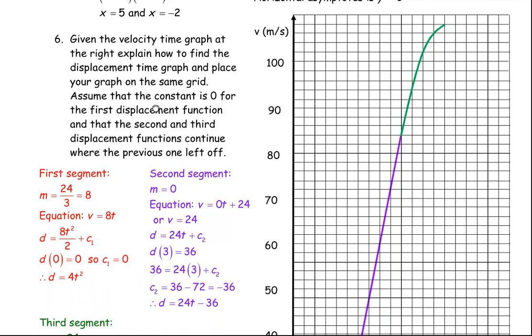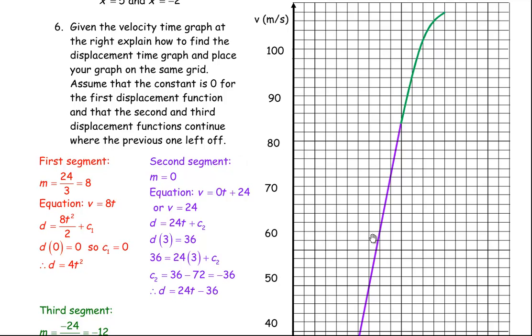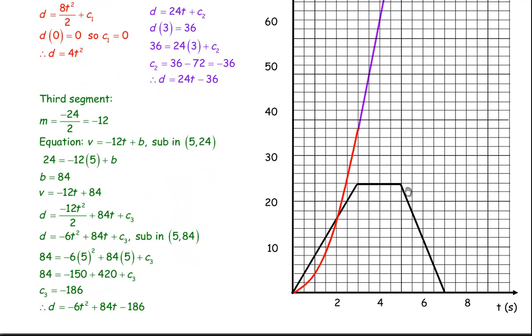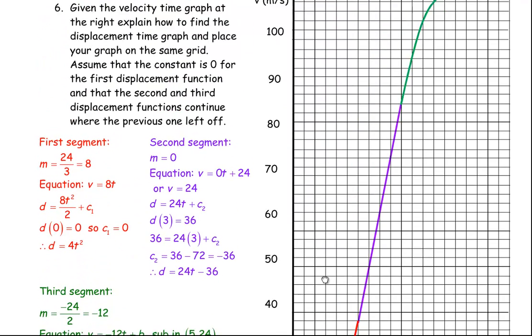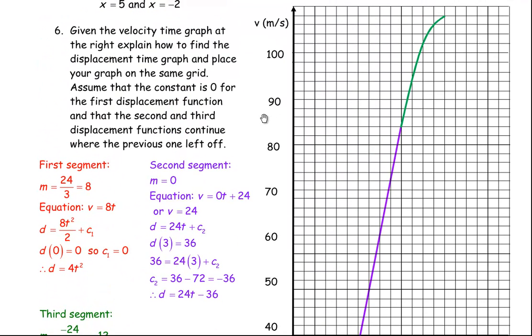So on to question 6 here now. We're given a velocity time graph, and you have to scroll down a bit. So this is the velocity time graph. It's made up of 3 line segments. And we're asked to find the displacement function from that and then draw it.